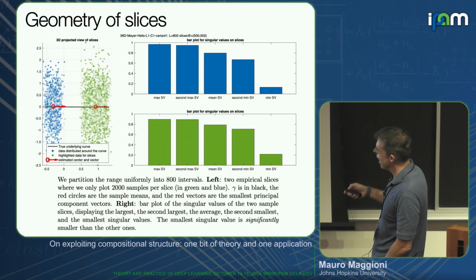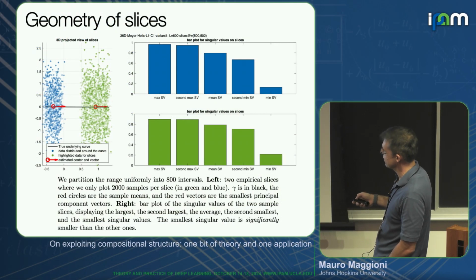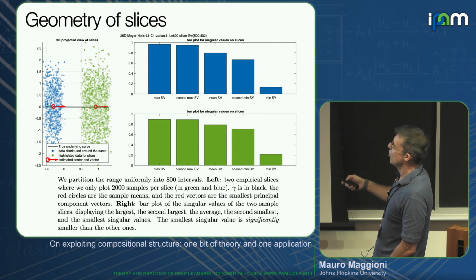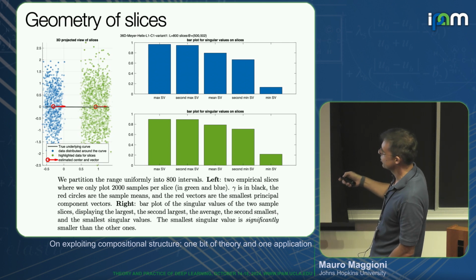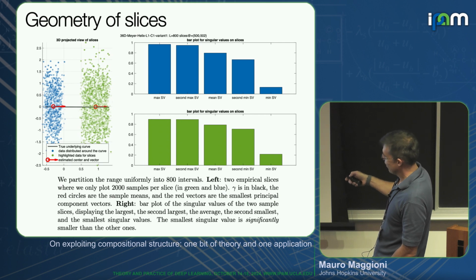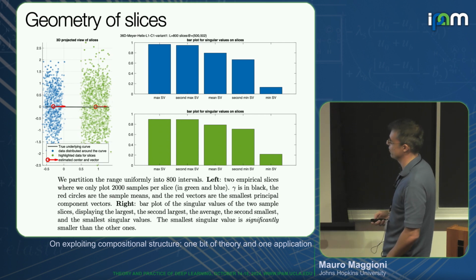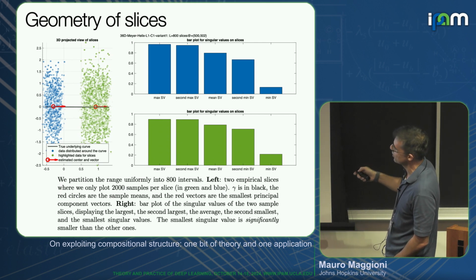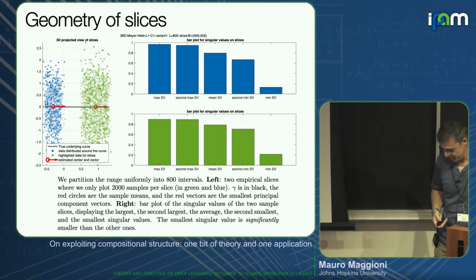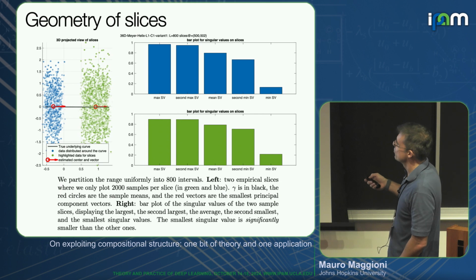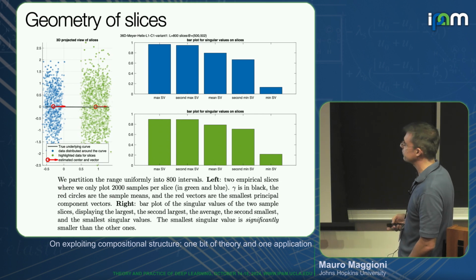And if we look at the singular values of the covariance matrix of each of the slices, blue and green respectively, lots of singular values are large. So we're plotting the largest, the second largest, the mean of all of them, and then the second smallest and the smallest of all of them. So there is a big gap between the smallest one and all the others. And so, this is the good direction to pick.